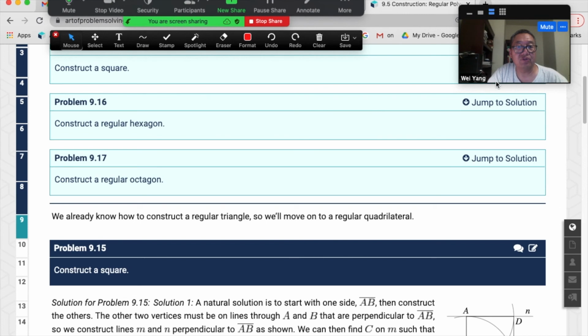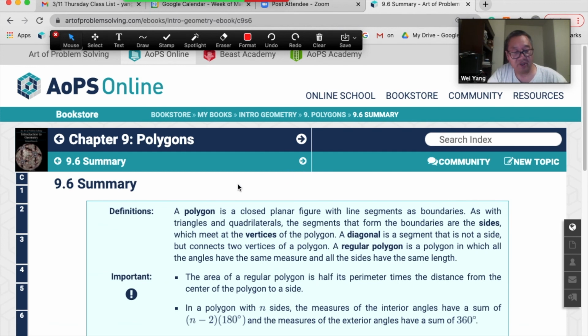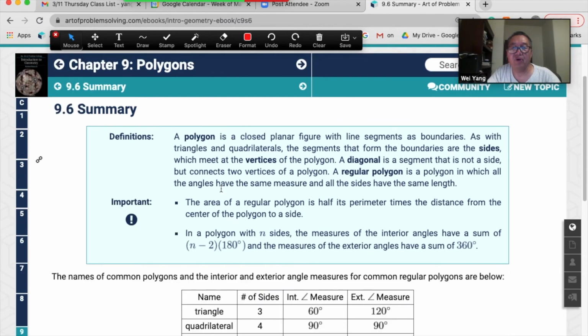Now let's go to the next section. Here's the summary, so we have already finished this chapter. In this chapter, what do we learn? Polygons, meaning all the sides are segments and the shape is closed. All these points we call the vertices, and each segment we call a side. If the vertices that are not adjacent to each other are connected, we call that a diagonal. If each side is equal, we call it a regular polygon.